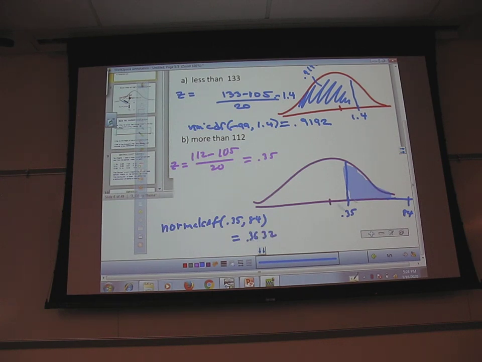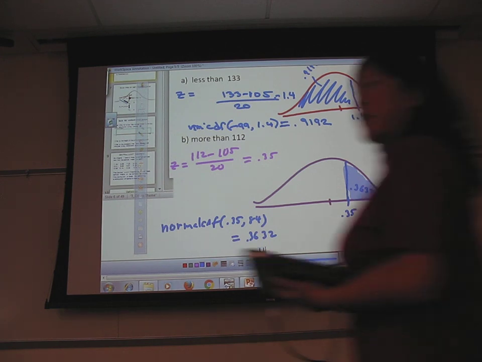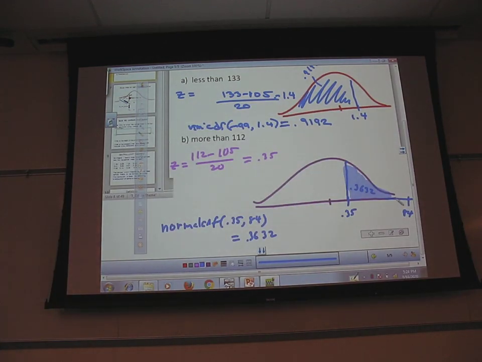So this is 0.3632 inside of there. Okay. Good. Did you guys all check your answers? Rob, did you guys check your answers? Yes.